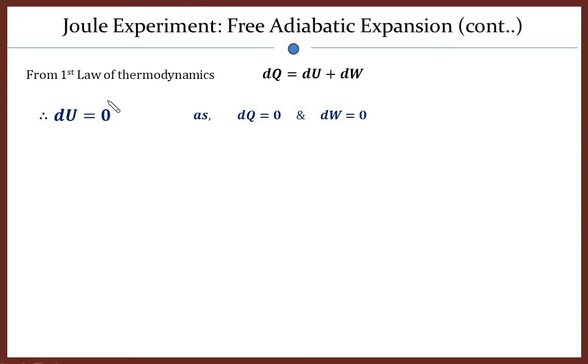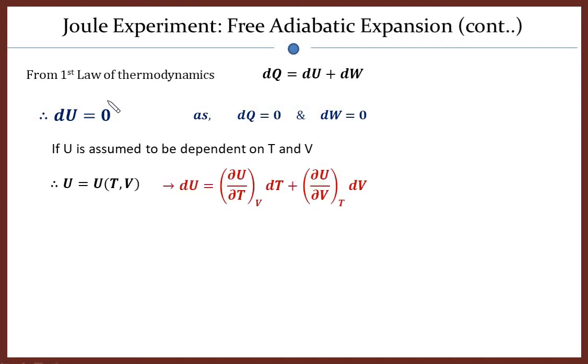Therefore, we get dU equals 0, which means there is no change in internal energy during this experiment. Let's suppose U depends upon temperature and volume. Therefore, we can write U as a function of temperature and volume. Thus, the change in internal energy is dU equals (∂U/∂T)_V dT plus (∂U/∂V)_T dV.